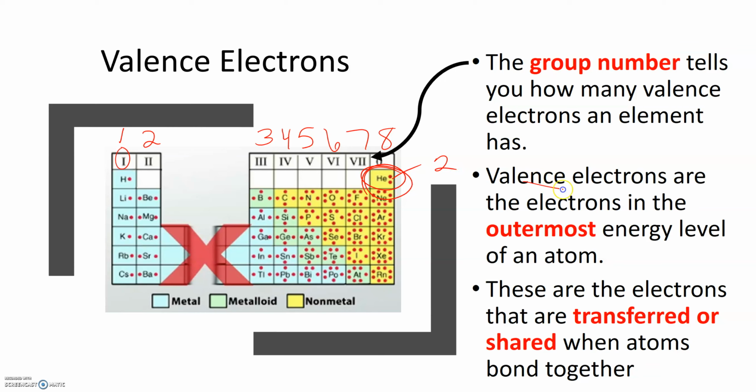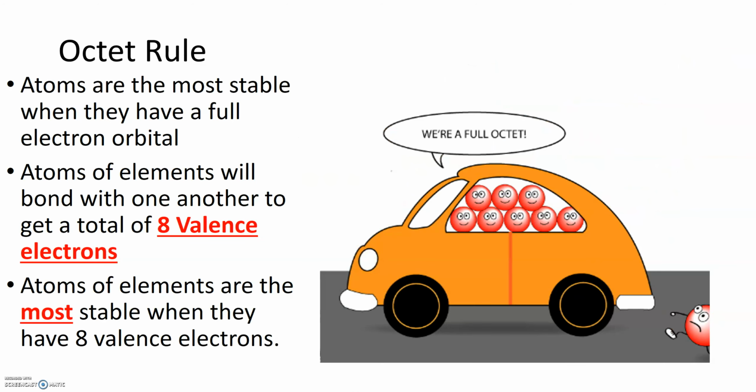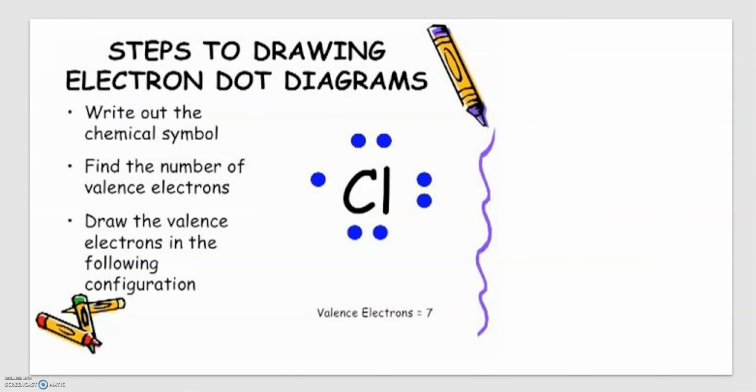And remember, the valence electrons are only those outermost energy levels, okay? So you've got the nucleus, and then you've got 1, 2, 3 valence electrons. We're talking only about this outermost ring. The octet rule, know that. It means they're happy when they've got 8, right? That's why the noble gases don't react. Okay, so let's review drawing electron dot diagrams really quick.